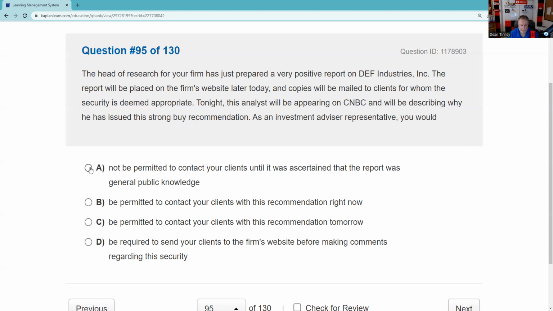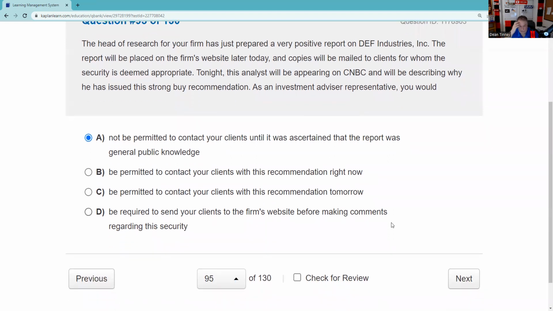Nope. So it says you call them right now. Hey, got a live one for you. No. So yeah, not permitted until, by the definition of material non-public, once it's public, then it's not material non-public. It's material, but it's not perhaps public.